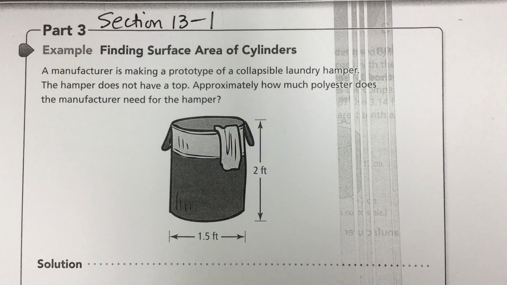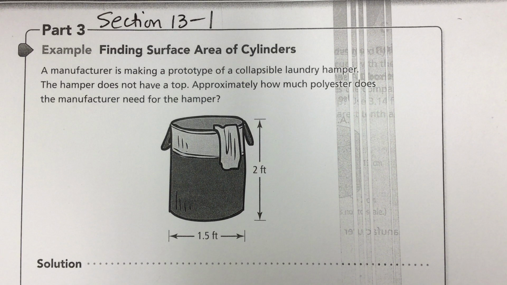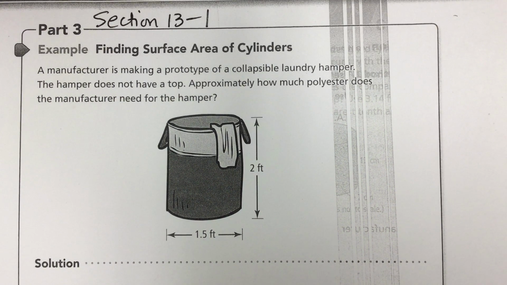Section 13-1, Part 3, Finding Surface Area of Cylinders. A manufacturer is making a prototype of a collapsible laundry hamper. The hamper does not have a top. Approximately how much polyester does the manufacturer need for the hamper?